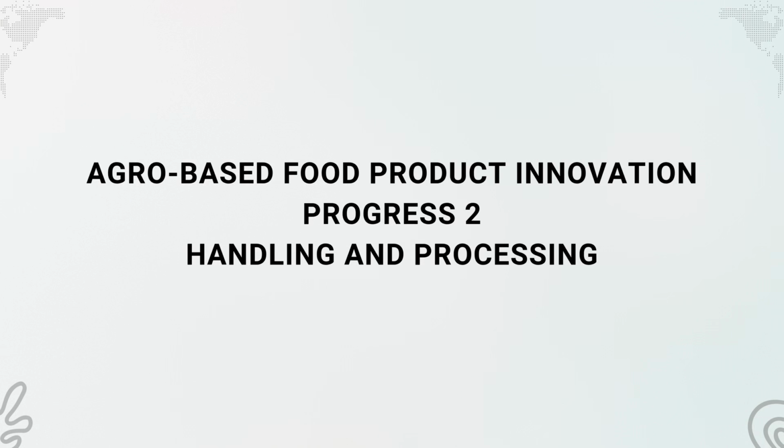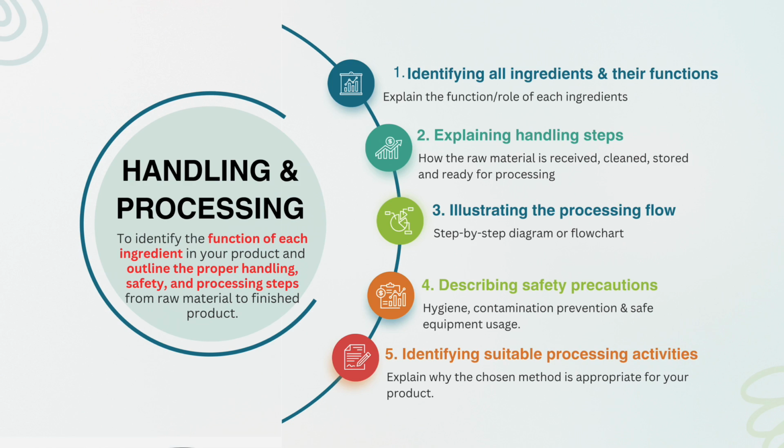Welcome to the third session of Group Project Progress for the Agro-Based Food Product Innovation. This session will guide students on the handling and processing activity for their food product development. In this session, students will identify the function of each ingredient that they will use for their food product.